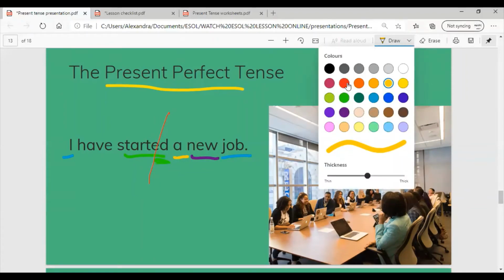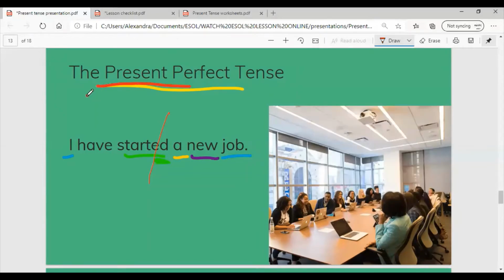Now if we're looking for tense, so we're looking for what tense it is. If we want the present perfect tense, this "I have" and the "ed" together tells us that this is the present perfect tense. So the "have" and the "ed." So we know that this whole sentence, "I have started a new job," is the present perfect tense.